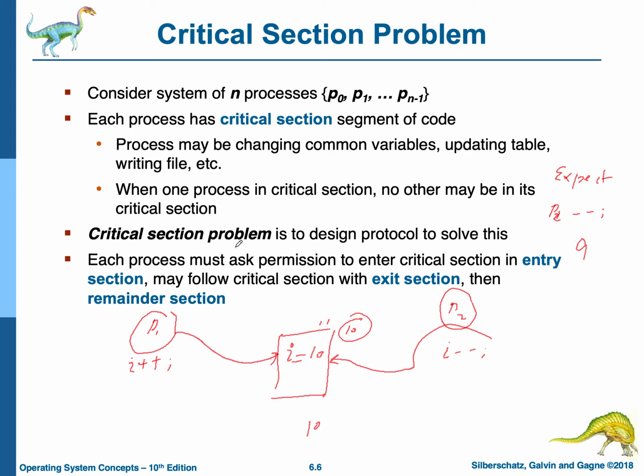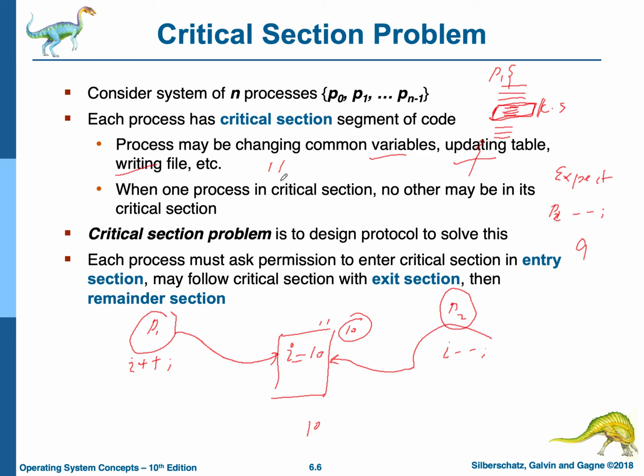Okay, so the critical section problem is that each process has a critical section segment of code. In a program, let's say this is P1 and here are many lines of code, and some lines of code belong to the critical section. This block of code is the critical section, and then the remainder section goes here. In almost every process there is a critical section. A process may be changing some variable, updating a table, or writing some files, and this portion is called a critical section. When one process is in its critical section, no other may be in its critical section.